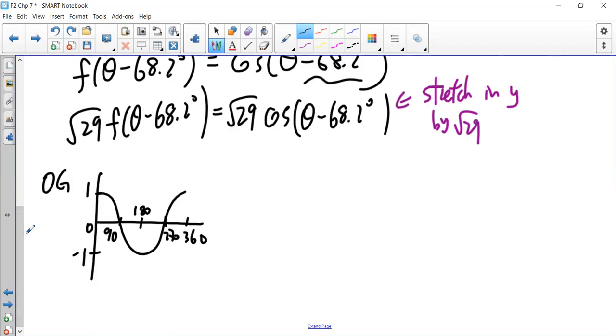So now I'm going to make this graph quite messy because this is just a sketch. So 0 will become 68.2, which means we'll move the graph to the right by 68.2. You can do as many graphs as you want.